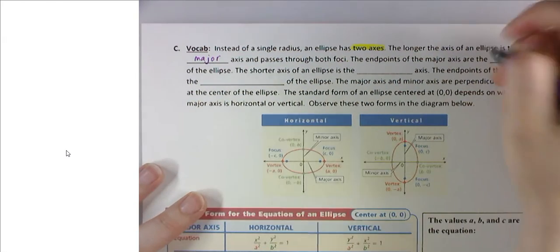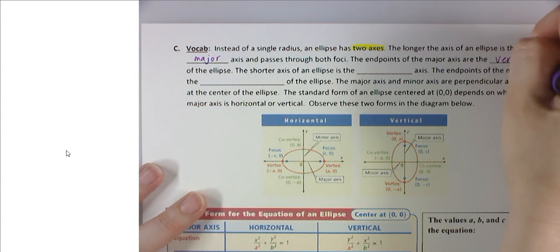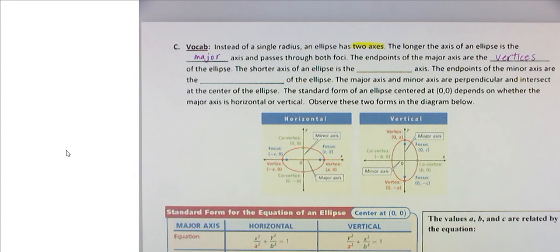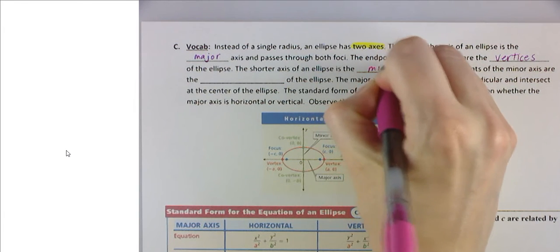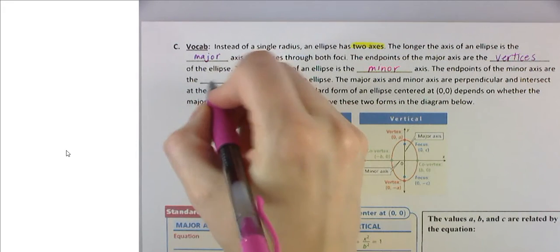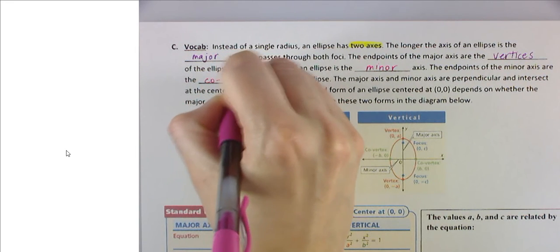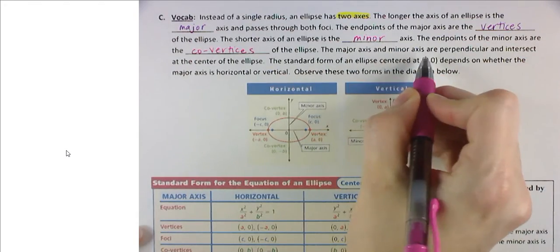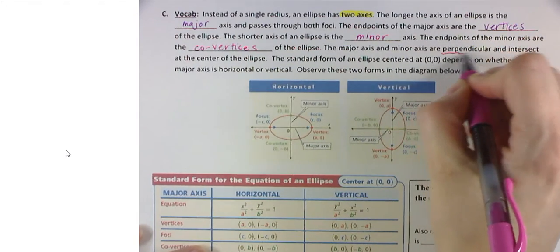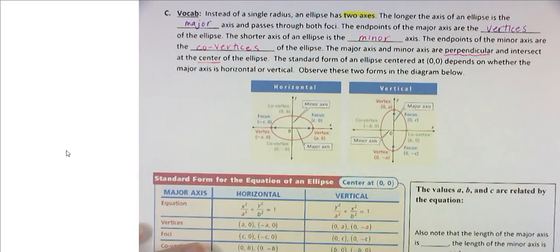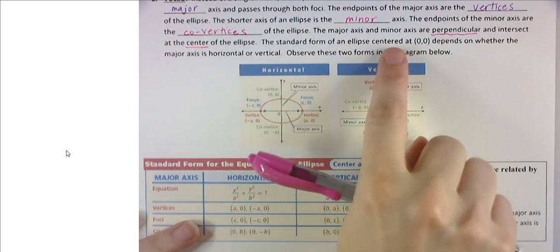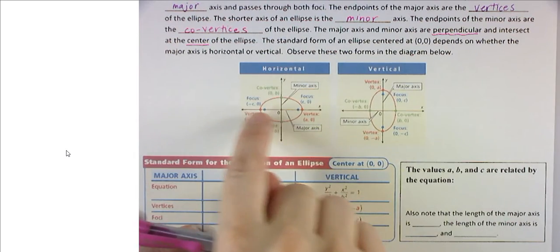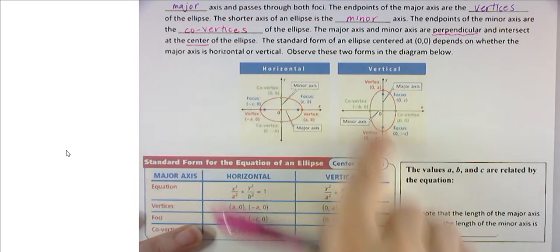Okay, the shorter axis is called the minor axis. And then the endpoints of the minor axis are called the co-vertices of the ellipse. The major and the minor axis, they are perpendicular and they intersect in the center of the ellipse. When you have an ellipse that's centered at (0, 0), it depends on whether you have a major horizontal or a major vertical axis. And so we're going to look at these two forms in the diagram below.